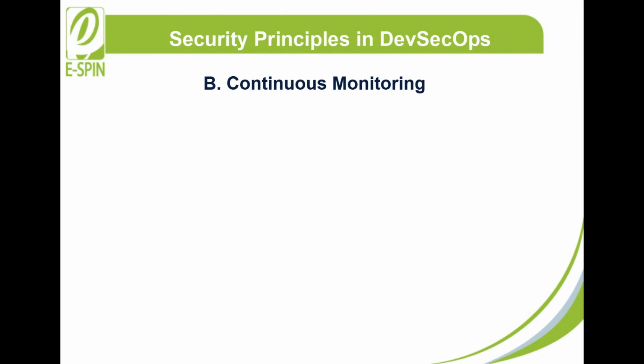Continuous monitoring refers to the ongoing surveillance of applications, infrastructure, and network environments to detect and respond to security threats in real time. It is essential for identifying vulnerabilities, unusual activities, and potential security incidents as they occur, ensuring timely responses to mitigate risks. Implementation of continuous monitoring includes application monitoring, infrastructure monitoring, and incident response. Application monitoring consists of tools and techniques, anomaly detection, and an example.